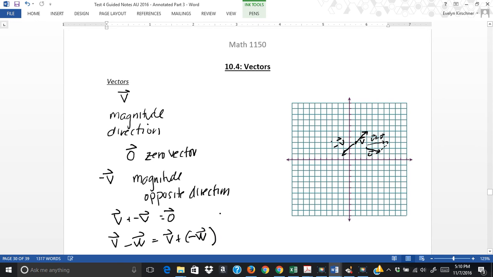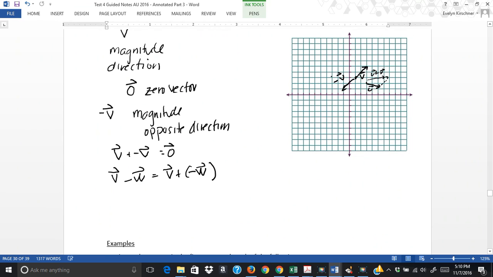I can multiply my vectors by a scalar. So a scalar is a number. It has magnitude and no direction. And so if I have my scalar a and I multiplied it by v, it would just be increasing my v by a factor of a.